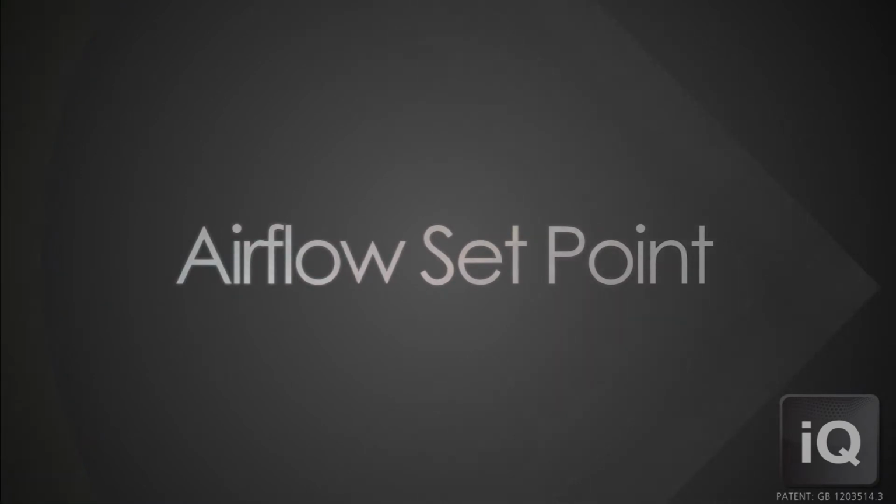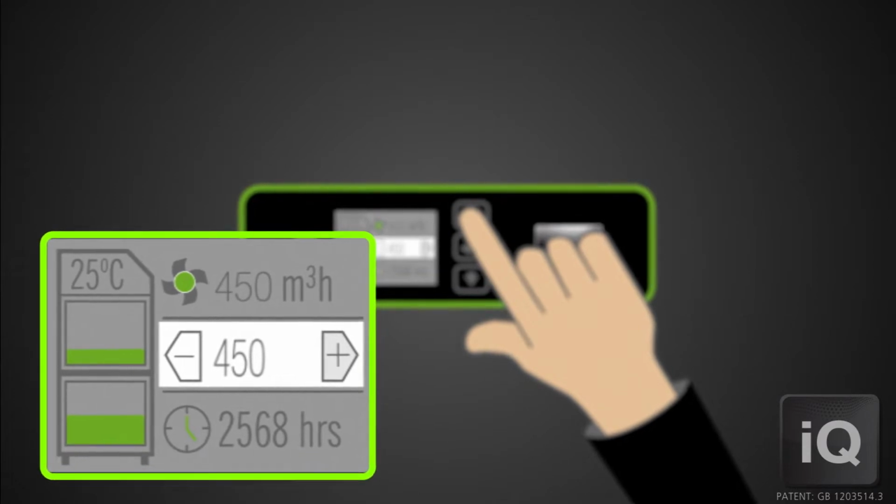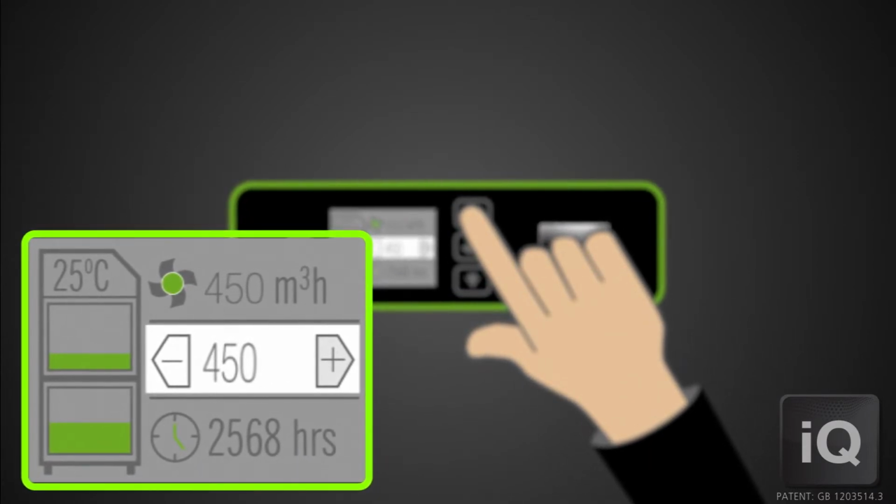The operator can set the airflow rate to a known target value. Then the IQ will automatically increase or decrease the fan speed to maintain this target airflow throughout the life of the filters.